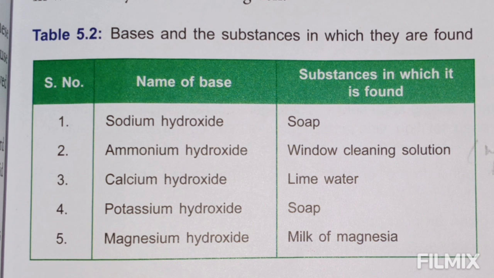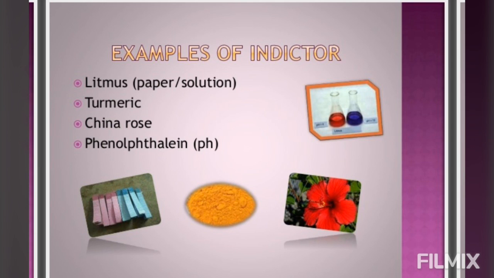Similarly, the name of the base and the substance in which it is found is given in a table. Like soap has sodium hydroxide as a base. Lime water has calcium hydroxide. Window cleaning solution has ammonium hydroxide. Soap has potassium hydroxide. So if someone asks you what base is present in soap, you will say potassium hydroxide. Milk of magnesia consists of magnesium hydroxide. So this was a list of the bases and the substances present.